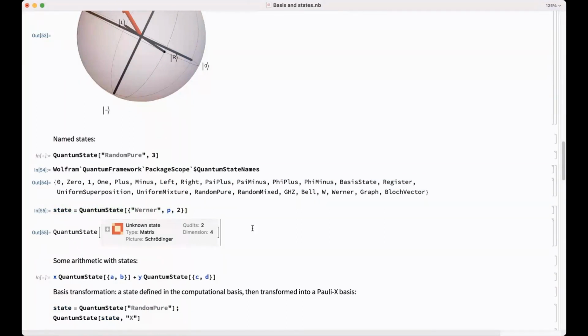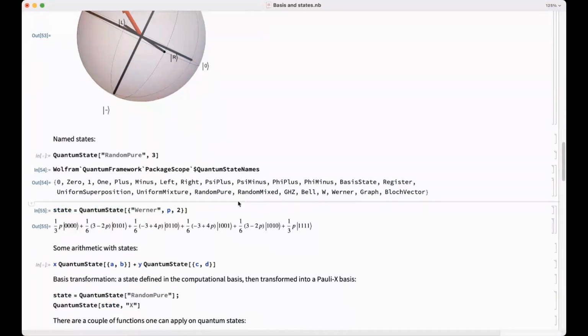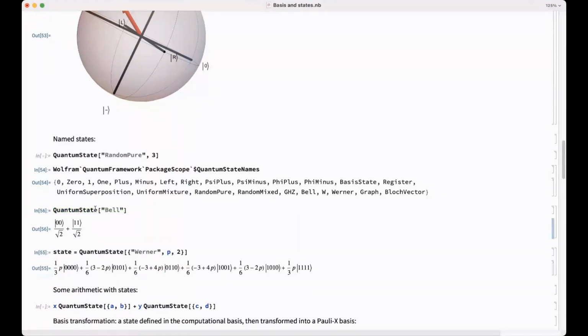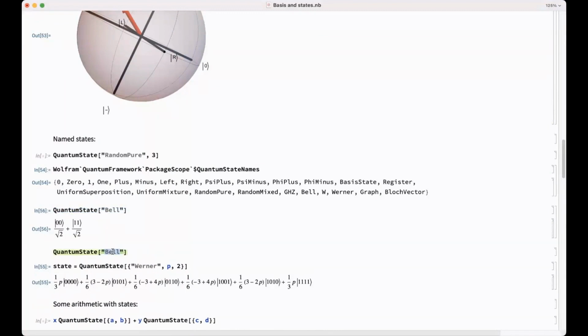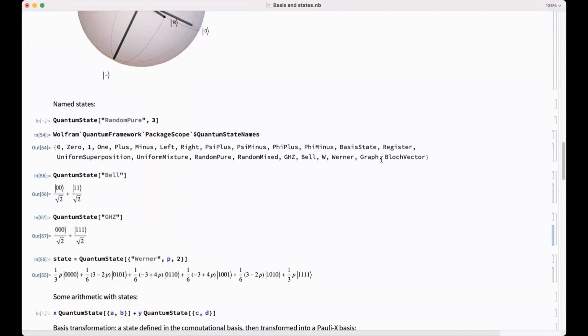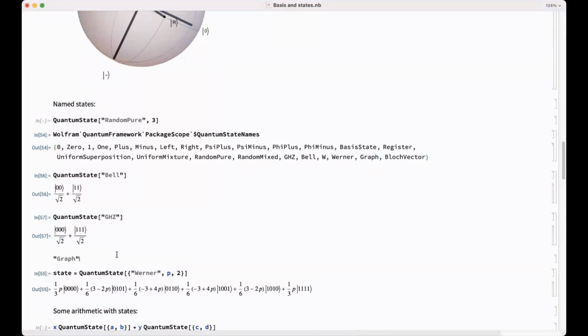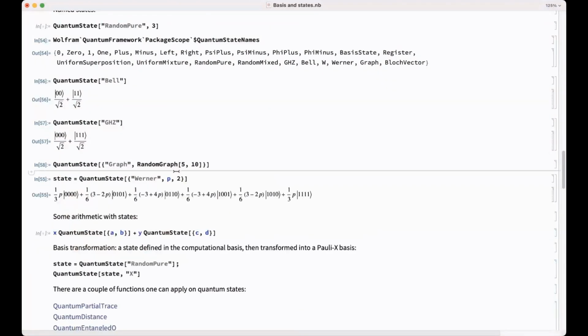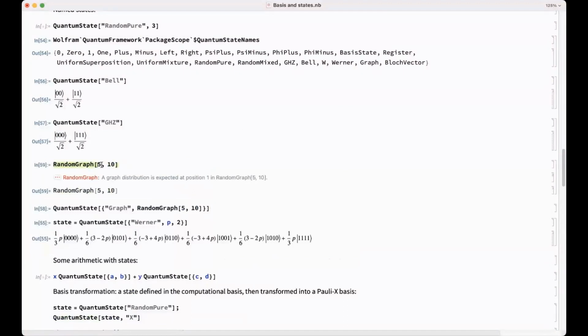Here's a Werner state. You probably know the Bell state, right? The classic one. Graph state, I think, actually takes a graph. I don't remember how to use it. Does that create anything? Oh, it's just a list.